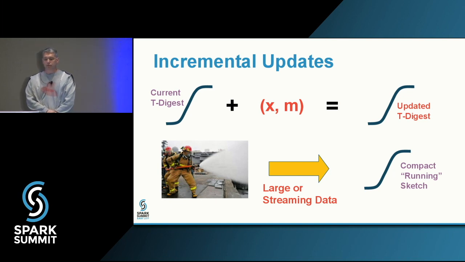One nice thing about them is they work with incremental updates. So if you have your current T-Digest, you can send in these observations and get an updated T-Digest. This is excellent for larger streaming data because you can just take your fire hose of data and aim it at the T-Digest, and you don't have to save your data. All you have to actually save is the running sketch of your data, which is, of course, much smaller.